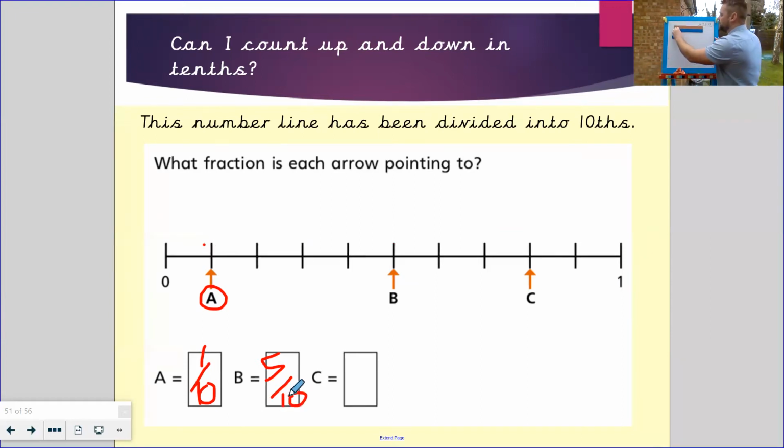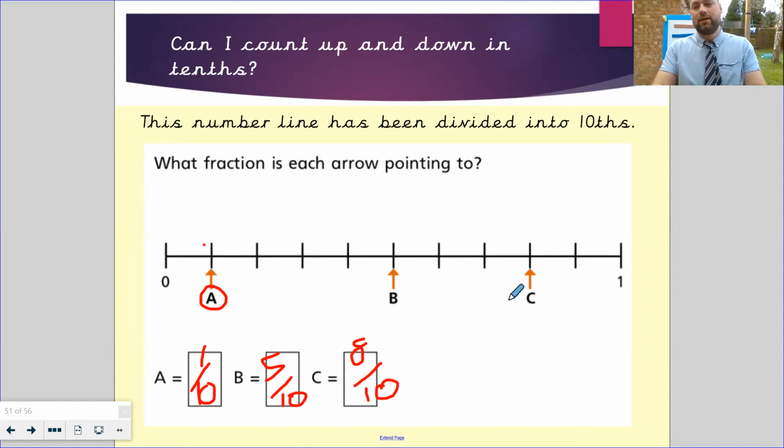So we've added on to get our 5/10 here. Now I'm going to go on to C. So I go 6/10, 7/10, 8/10. So C is equal to 8/10. And to check that we're correct, this one is 9, and this one is 10/10s, and 10/10s is equal to, you guessed it, 1 whole.